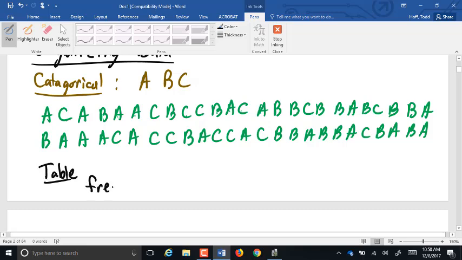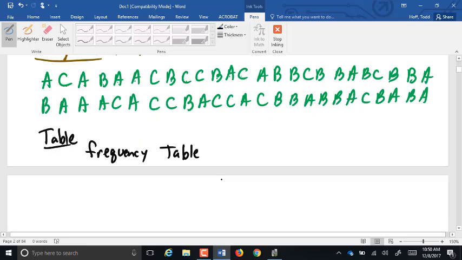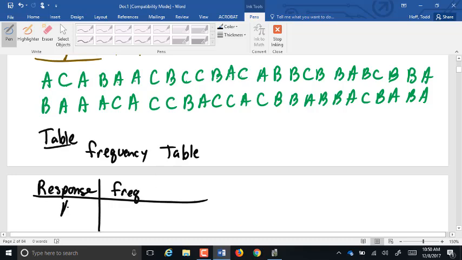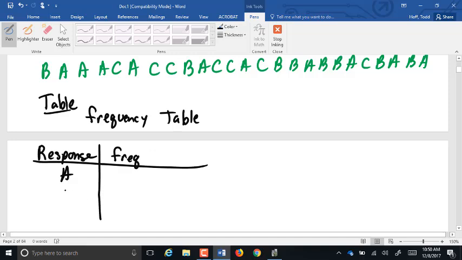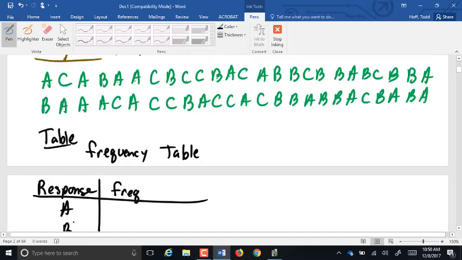And it's usually called a frequency table. I'm just going to list response and frequency here. And I'm going to list responses A, B, and C. So in my list, I'm going to count how many A's there are. 1, 2, 3, 4, 5, 6, 7, 8, 9, 10, 11, 12, 13, 14, 15, 16, 17, 18. 18 responses of A.